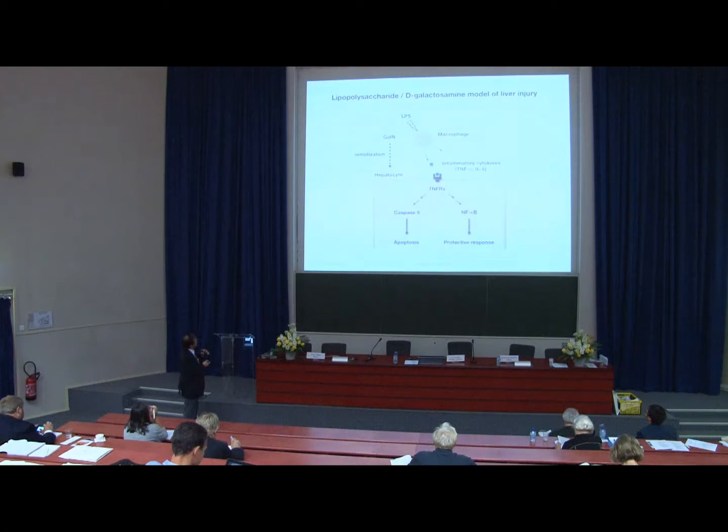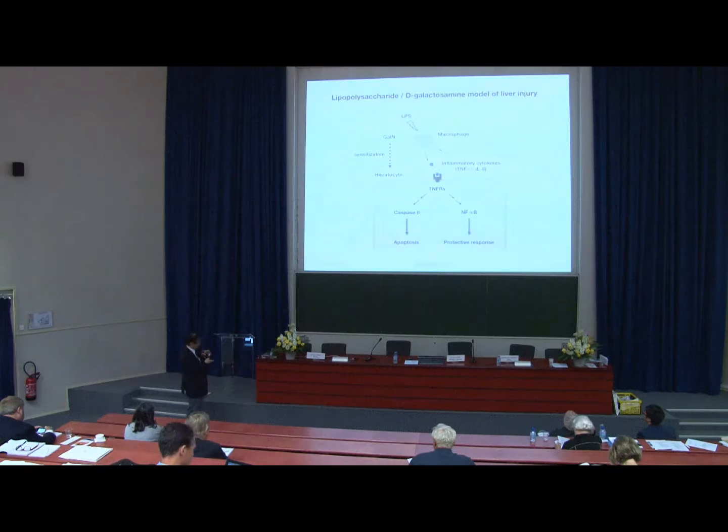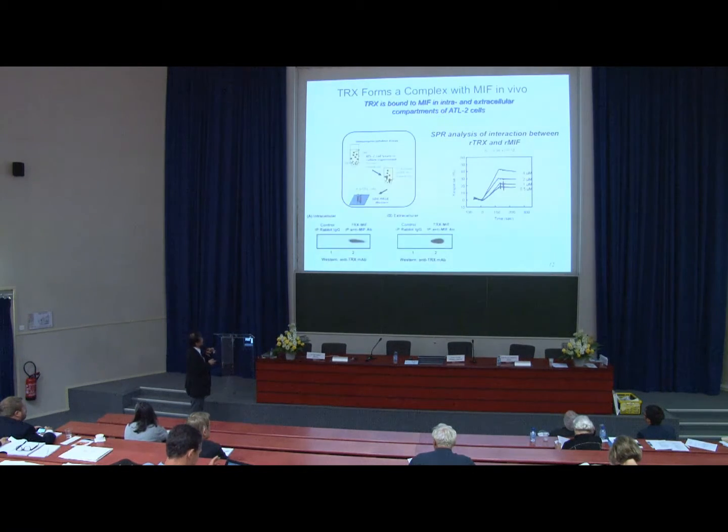And this is a view of the LPS GalNAc model of liver injury. Actually, when the inflammatory changes come into the hepatocyte, the sensitization with GalNAc, together with lipopolysaccharide toxins, will induce some TNF-related signaling to be overshot, as seen here. And the caspase mechanism and also the NF-kappa B mechanism, both of them are involved in the inflammatory cytokine related system, and TMX is involved in the stopping system.